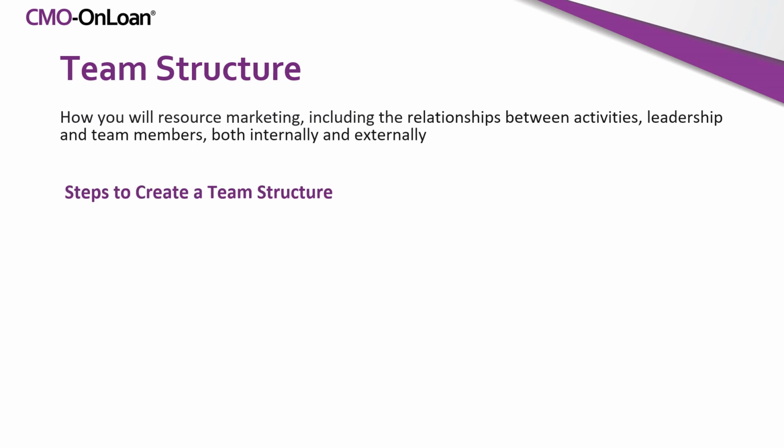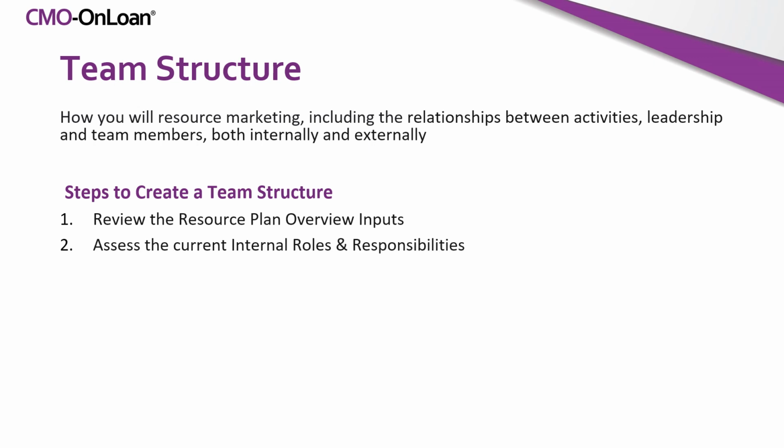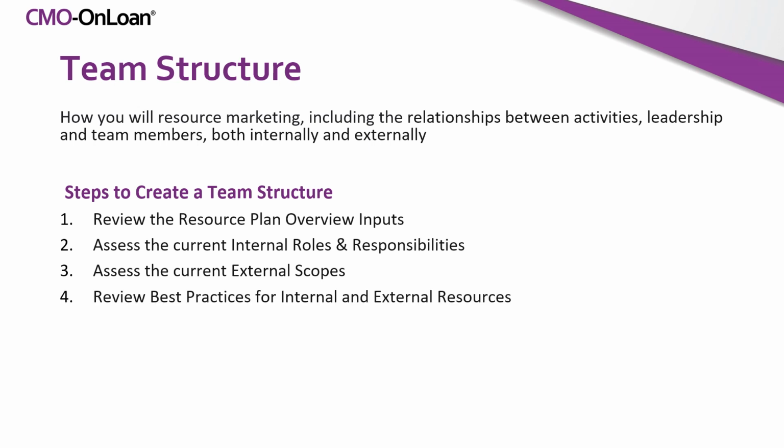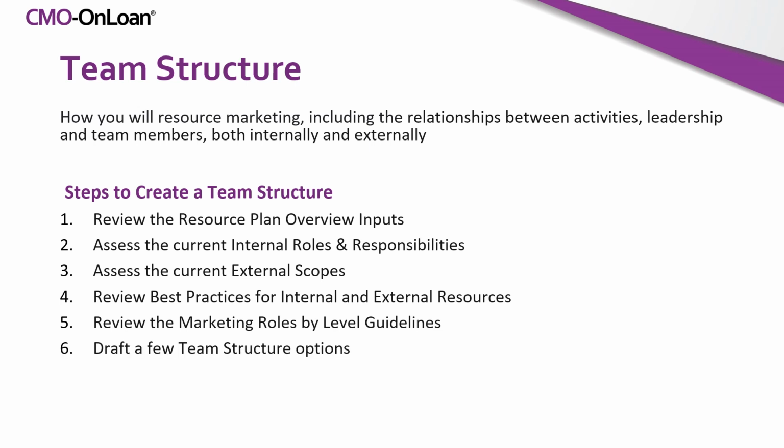internally and externally. The steps to create a team structure: first, you start with reviewing the resource plan overview inputs that you've just done. You assess the current internal roles and responsibilities and the external research scopes. Then you review best practices, which we'll show you for both internal and external resources. Then we also have reviewing marketing roles by level guidelines that will help you understand what type of work and what type of people go in the different internal levels.